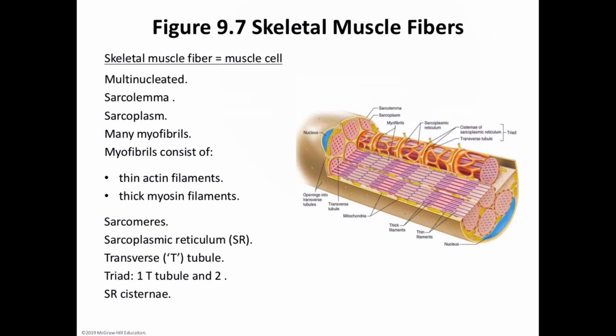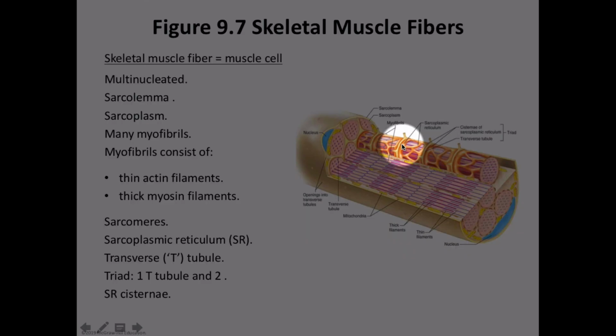On page 297, the sarcoplasmic reticulum is here, and it has to be there because it stores the calcium ions that are needed for contraction. Then the transverse tubules extend deep within the muscle fibers.